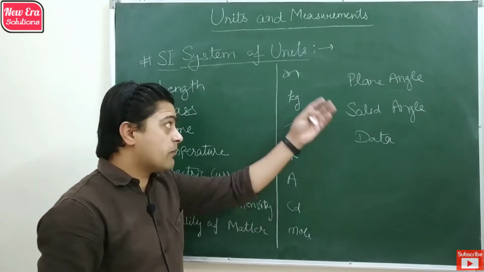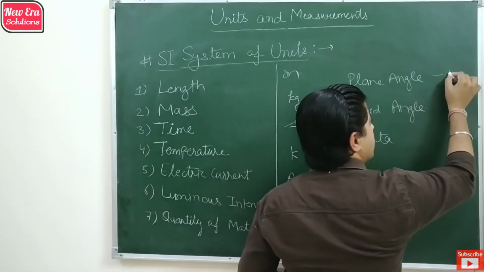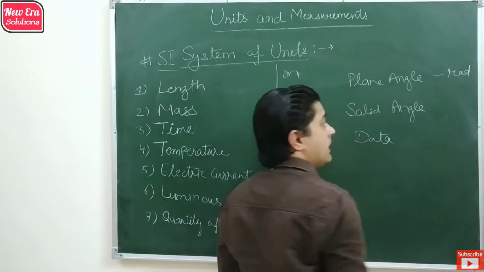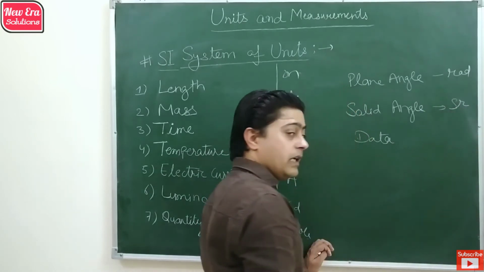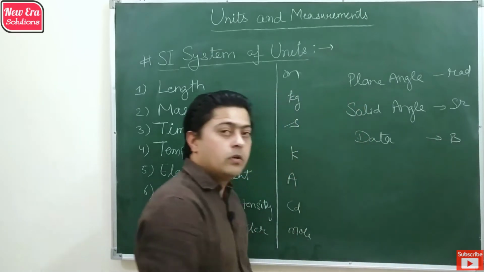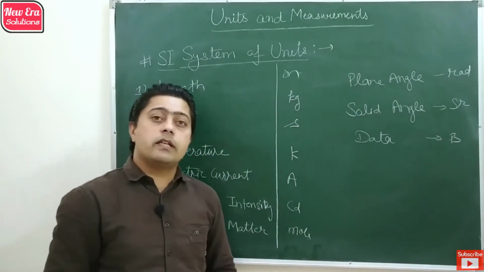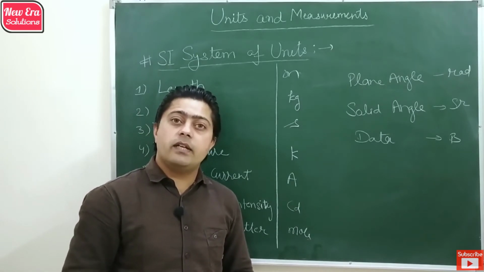Then we have some supplementary physical quantities like plane angle, which is measured in radian, then solid angle, which is measured in steradian, and then data, which is measured in byte. So this system is a universally known system which is understood by each and every person.